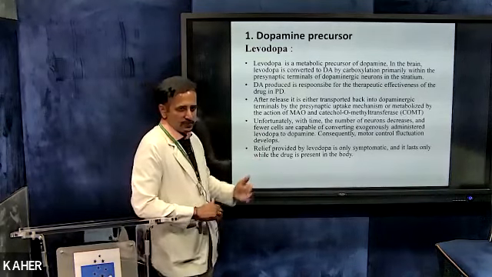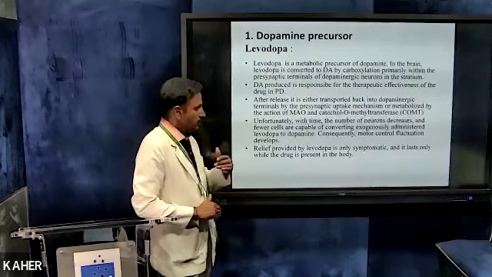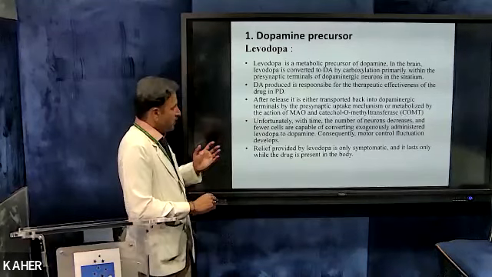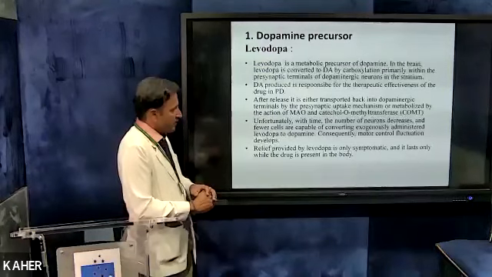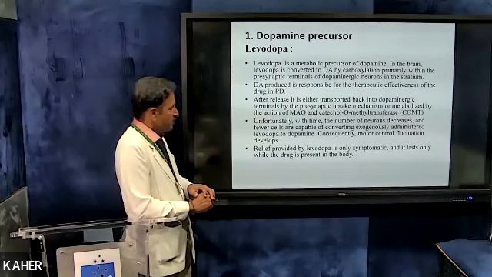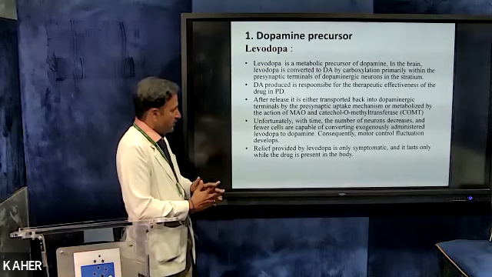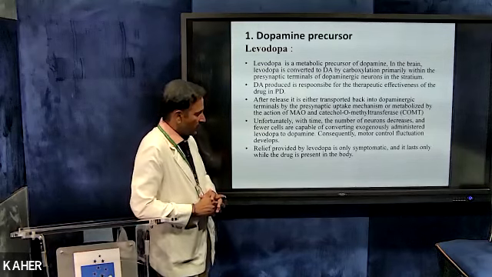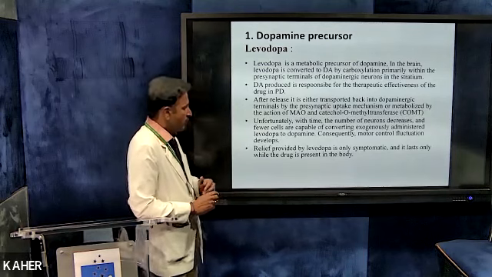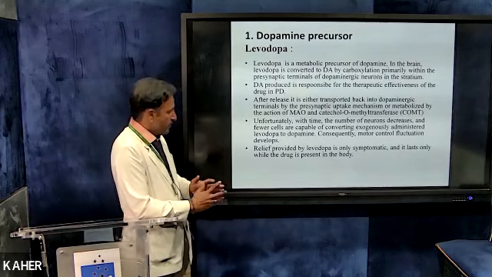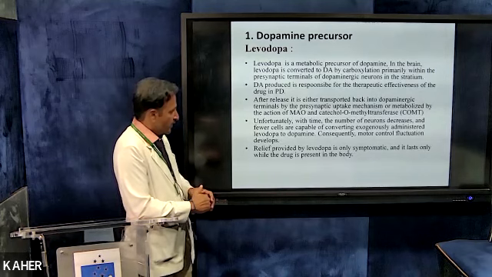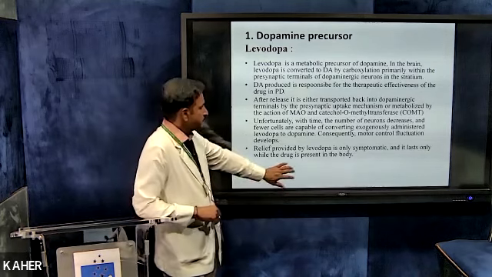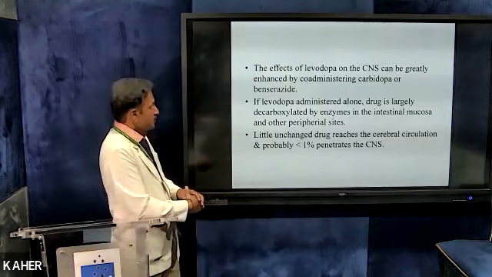Once you inject the levodopa, after it crosses the blood-brain barrier, at the terminals the presynaptic uptake mechanism, that is metabolism by the action of MAO and catechol-O-methyltransferase, usually occurs, and that leads to the development of Parkinsonism. And the relief provided by levodopa is only symptomatic, and it lasts only while the drug is present in the body.